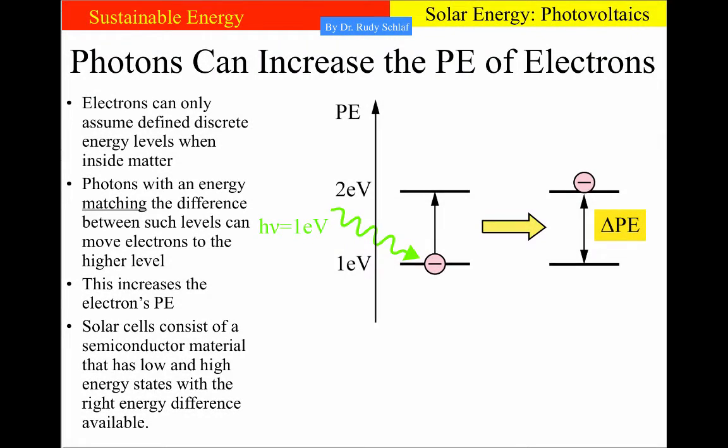Now in a solar cell, such a generator is formed by a semiconductor material that just has energy states that can work as the low energy state and the high energy state. The energy that moves the electrons from the low to the high energy state comes from the photons, from the light that hits the solar cell. So a photon arrives from the sun, it strikes an electron on a low energy state, and then it shoots it up into a high energy state.